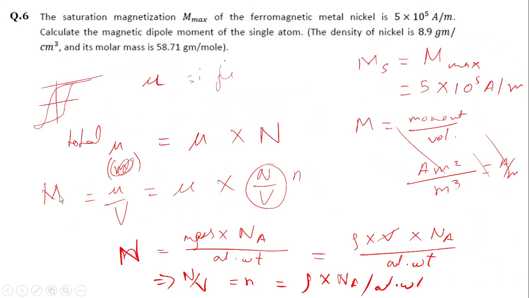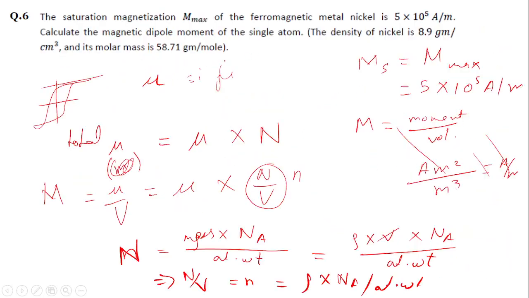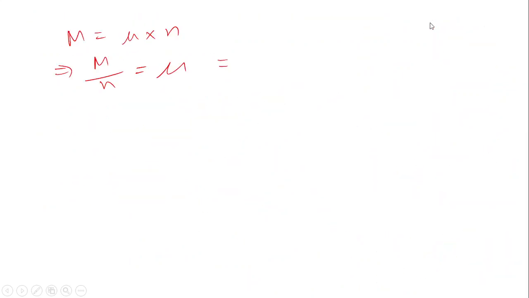Now I need to find out this, and magnetization I know. So to find out this, magnetization divided by number of atoms per unit volume. So this was the formula, right? Number of atoms per unit volume, this I have calculated, and magnetization I know. Now I can find out the magnetic moment of one atom. The magnetization value given was 5 times 10 to the power 5 ampere per meter, and the number of atoms per unit volume is 9.13 times 10 to the power 28 per meter cube.